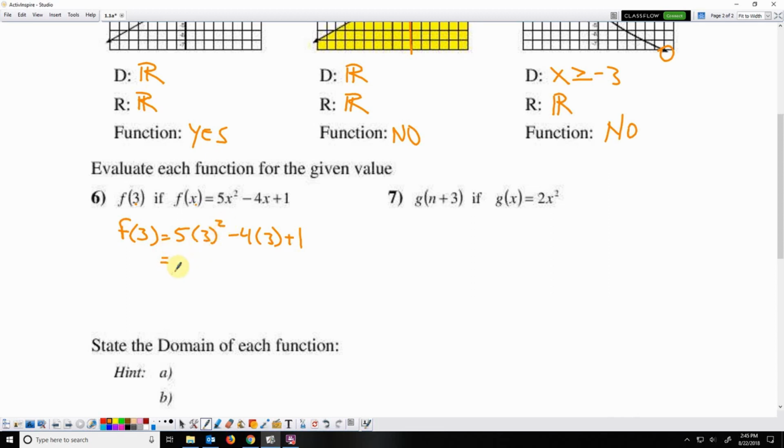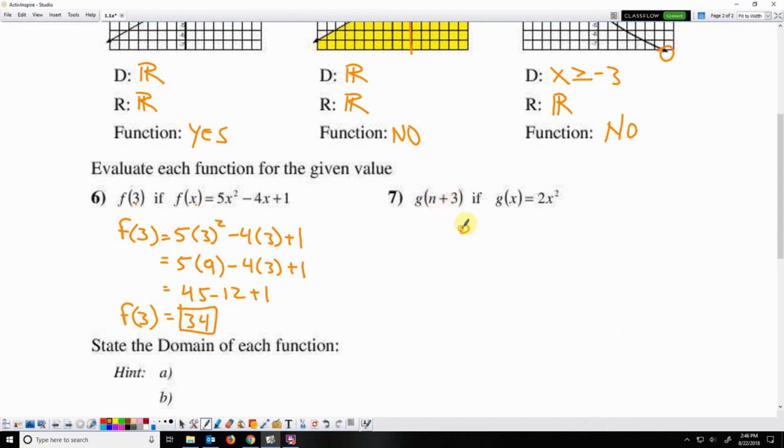By order of operations, I have to do the exponent first. So that's 5 times 9 minus 4 times 3 plus 1. Now I need to do multiplication, so that's 5 times 9 is 45. 4 times 3 is 12. And then I do addition and subtraction. They have the same priority, so that just goes left to right. 45 minus 12 is 33, plus 1 is 34. So f of 3 has a value of 34.